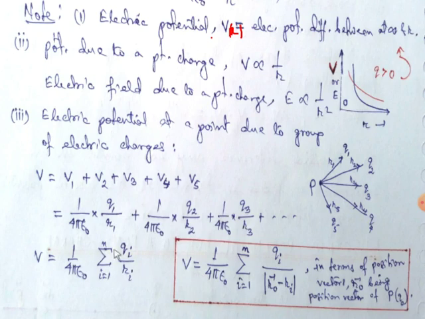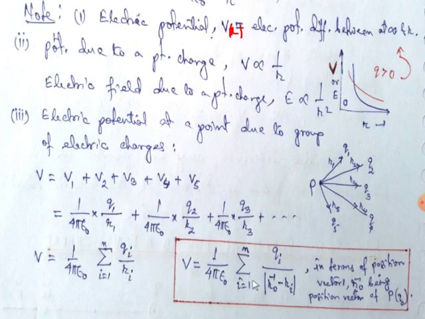So we can take the help of summation, writing it like this: Qi by Ri, where i goes from 1 to n. That means Q1 by R1, Q2 by R2, and this will go on, okay?